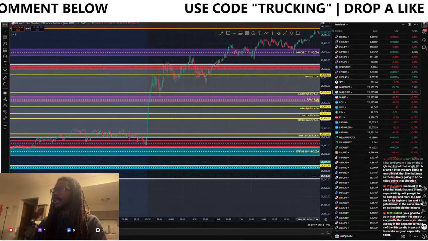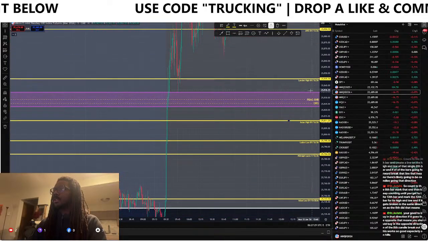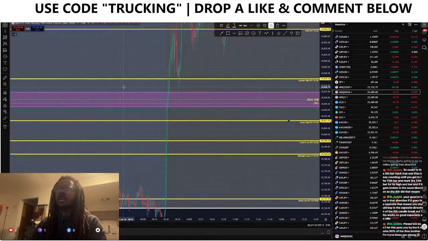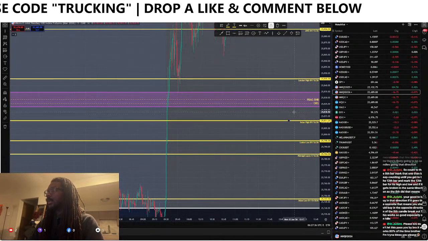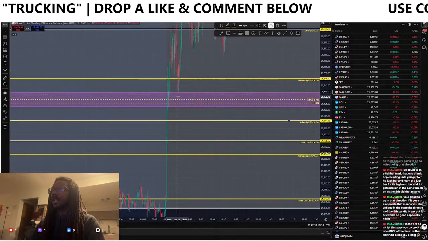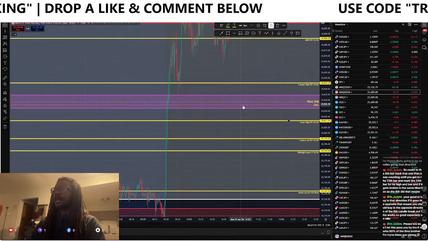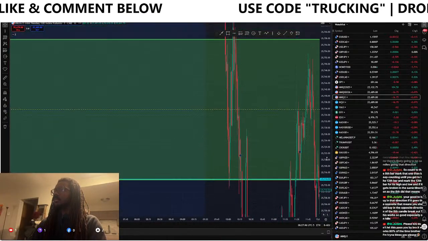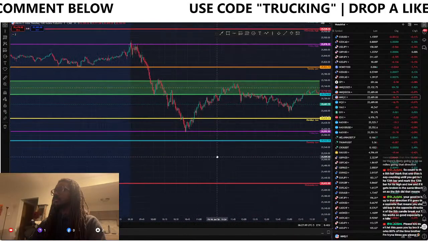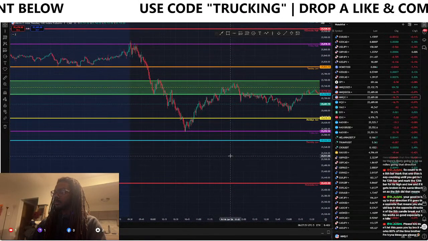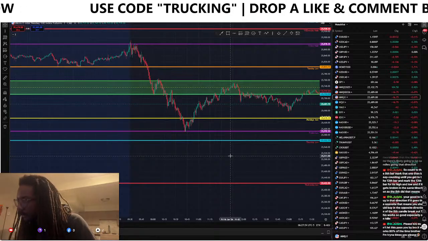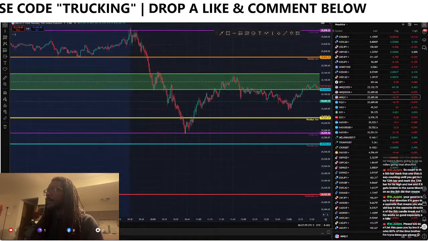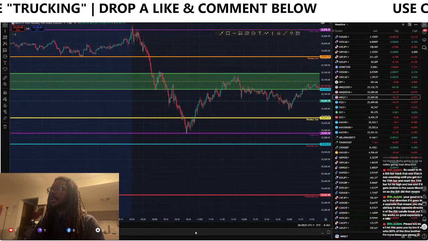Your next option will be using this fair value gap from the 8-hour chart. This is all the way from the 8-hour chart. I've had this on my chart for a long time. You guys can see that the market respected that, and then it bounced back up, right?